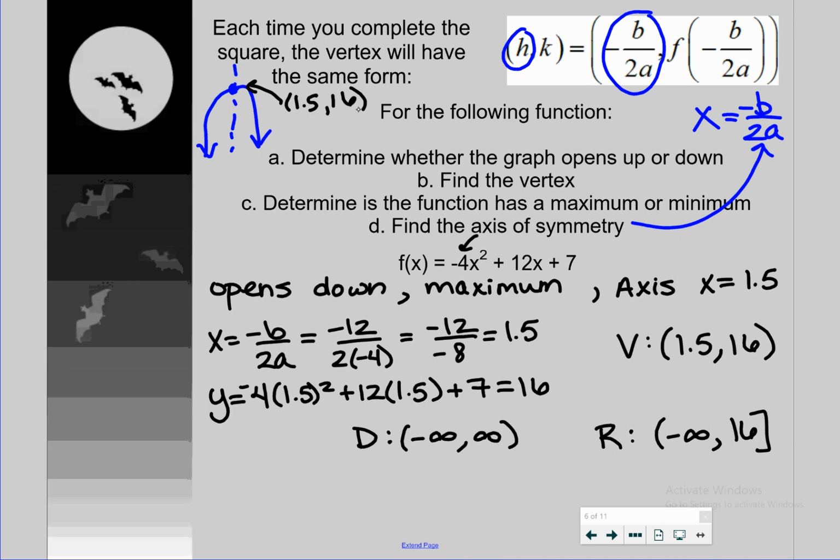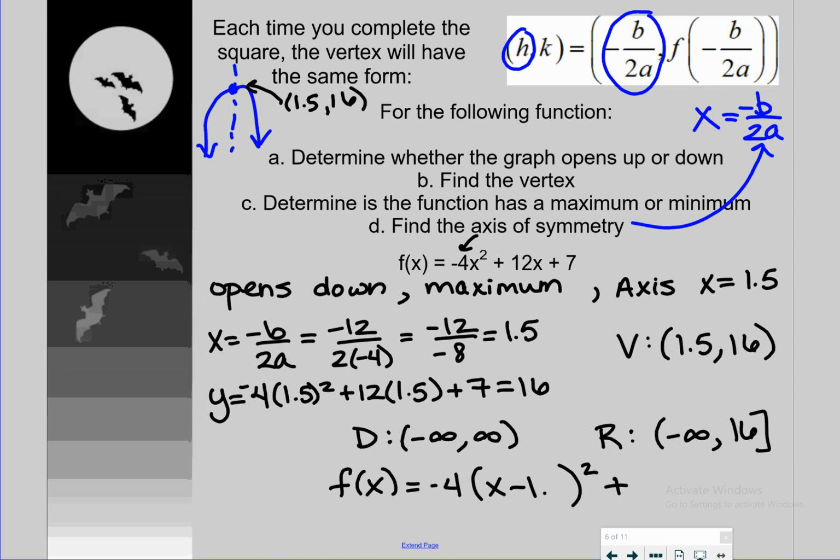The other thing we can do, since we already have the vertex, is to put it in that vertex, that standard form. When you go from one form to the other, the a doesn't change. a is a, still negative 4. Okay, but we need an h and a k. Well, aren't h and k our vertex that we just found? h was positive 1.5, so it'll be negative in the formula, and k is 16.